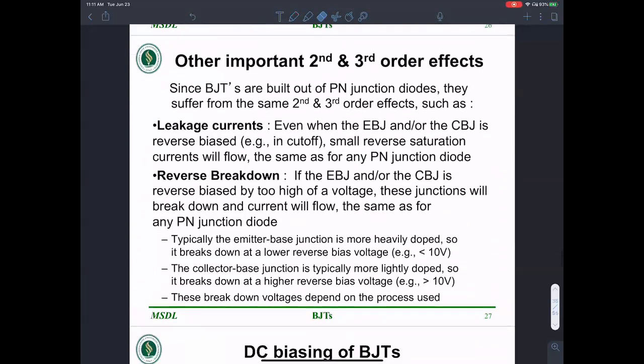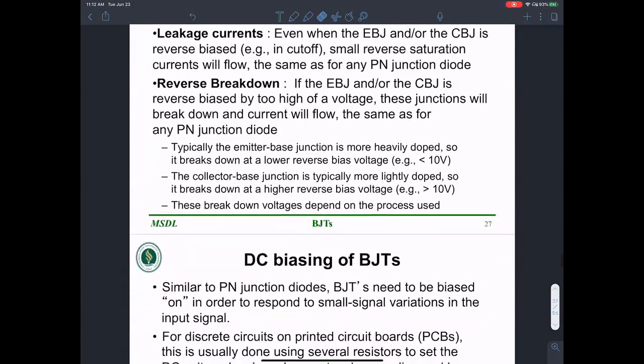And then there are the exact same higher order effects as in PN junction diodes. There are reverse bias leakage currents. As a matter of fact, we looked at reverse bias leakage current in MOSFETs as well: the source bulk diode and the drain bulk diode. You always want to reverse bias them, but there's a small reverse bias current flowing through that. In addition, if you increase the reverse bias voltage significantly, there's going to be a reverse bias breakdown. This is something that we discussed.